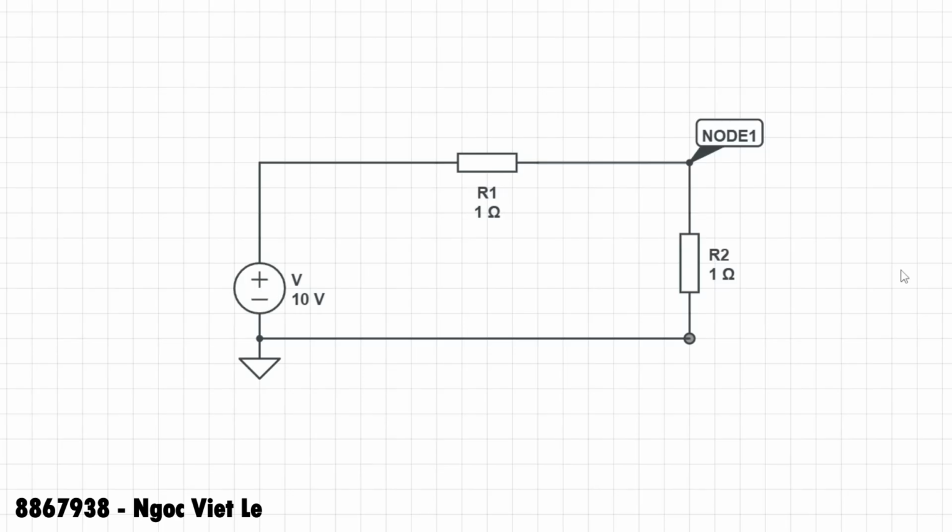So for example, in this circuit, we have a 10 volt power supply. So what if I only have a 10 volt power source, but I only want 3 volts from it? Well, this is exactly what voltage dividers can do to help us.